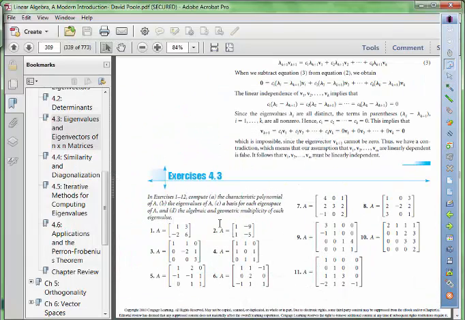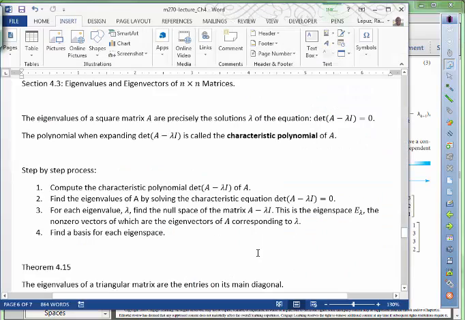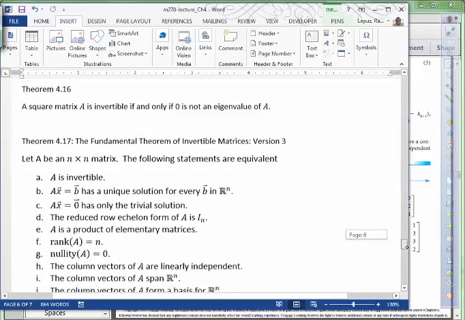I noticed when I was reading this problem, they were looking for an algebraic and geometric multiplicity of each eigenvalue. We didn't really define that, and I was looking for that in my notes, and I don't think I have that definition in my notes.